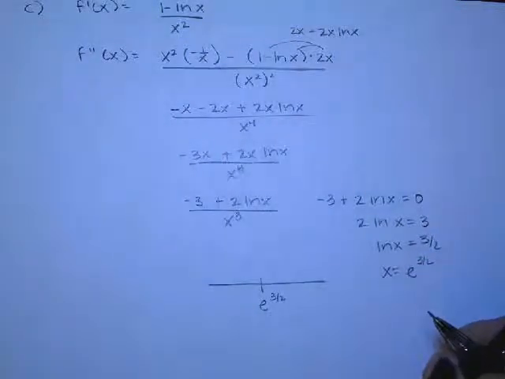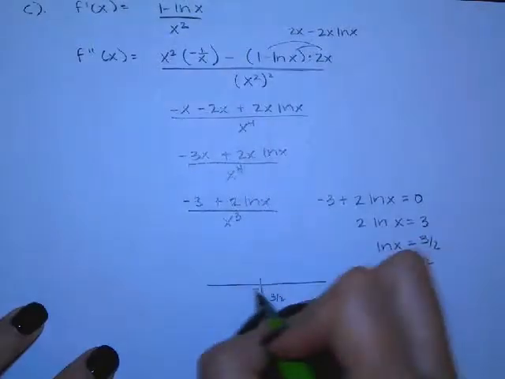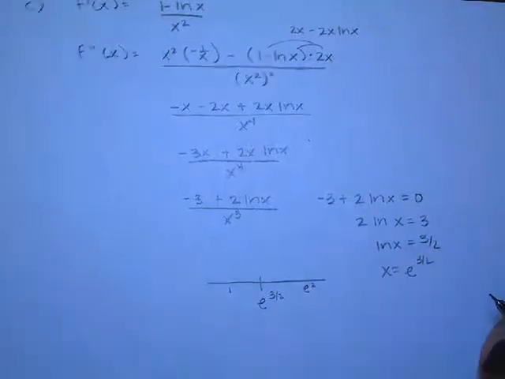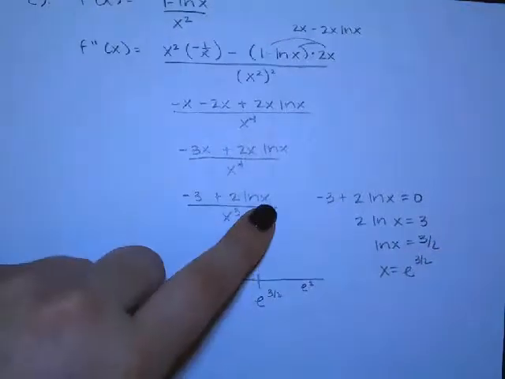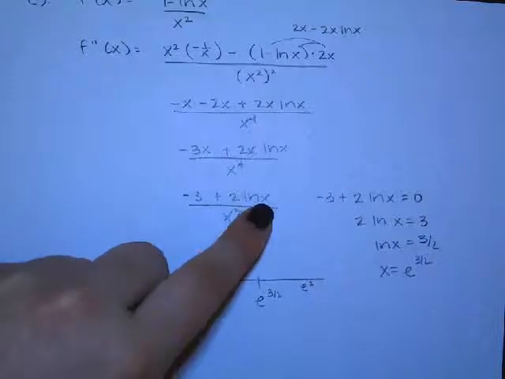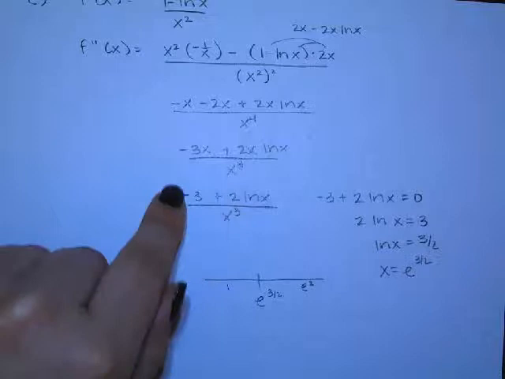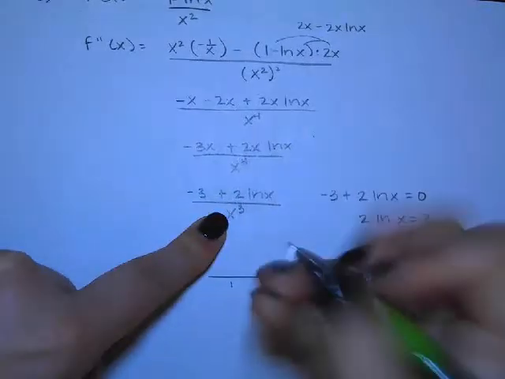But to make sure it's a point of inflection, we should make sure that it changes signs. So I'll go ahead and plug in 1 because that's easy, and e to the second is pretty easy as well. So if I plug in 1, ln 1 is 0, that part's going to 0 out, and I'm going to end up with negative 3 over 1 to the third, so that's negative.